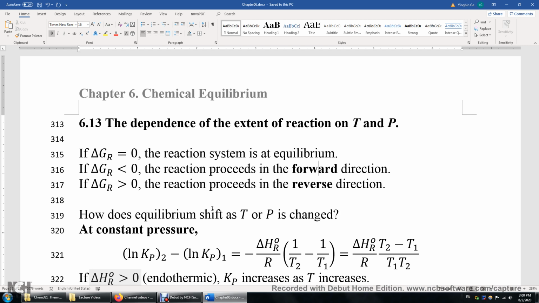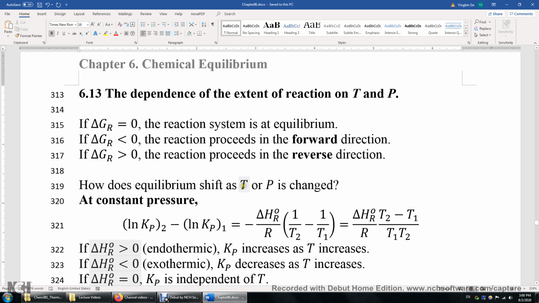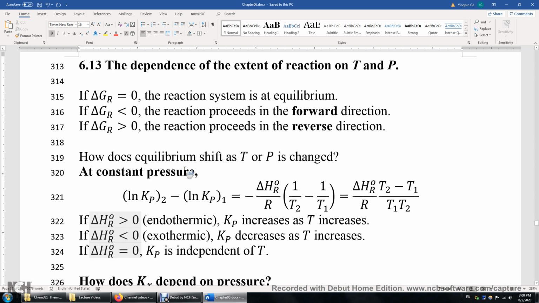First, let's review this. If the Gibbs energy of reaction is 0, the reaction is at equilibrium. If the Gibbs energy of reaction is less than 0, then the reaction will proceed in the forward direction. If the Gibbs energy of reaction is positive, then the reaction should proceed in the reverse direction to further lower the total Gibbs energy of the reaction mixture. Then how does the equilibrium shift as the temperature or pressure is changed?